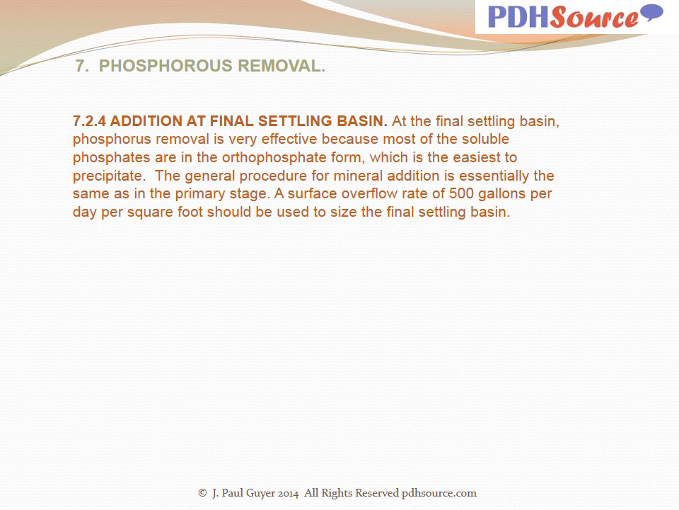With addition at the final settling basin, phosphorus removal is very effective because most of the soluble phosphates are in the orthophosphate form, which is the easiest to precipitate. The general procedure for mineral addition is essentially the same as in the primary stage. A surface overflow rate of 500 gallons per day per square foot should be used to size the final settling basin.